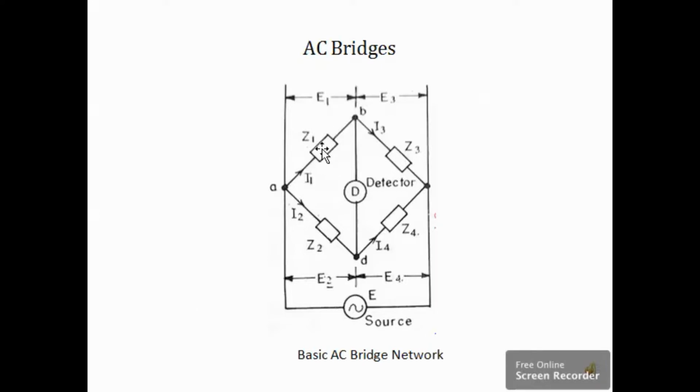And along with these four arms, there are a source of excitation and a detector. These are the three main components of a basic AC bridge.